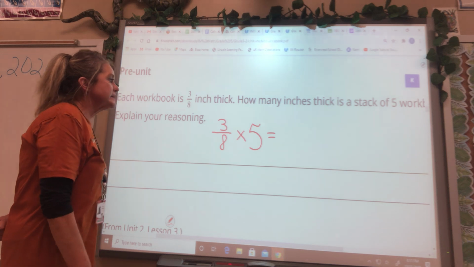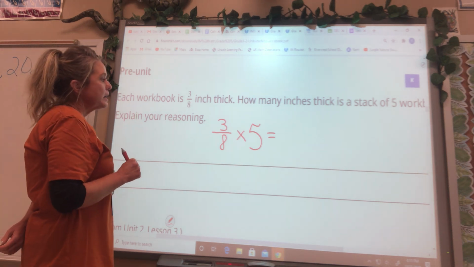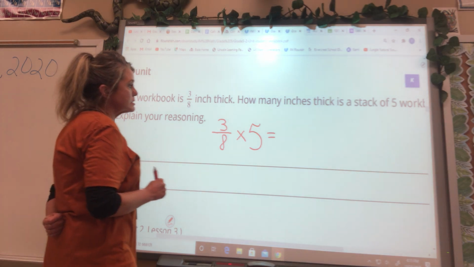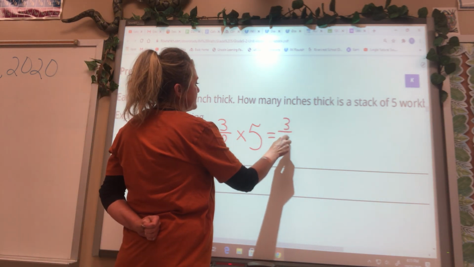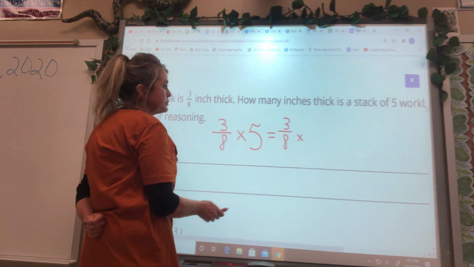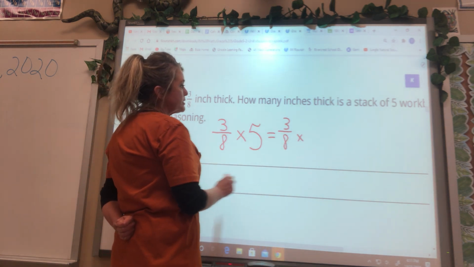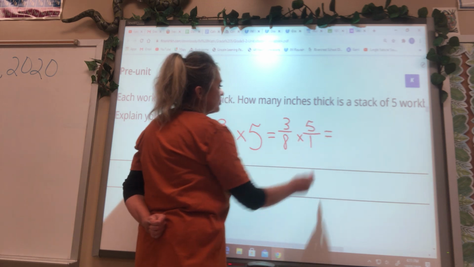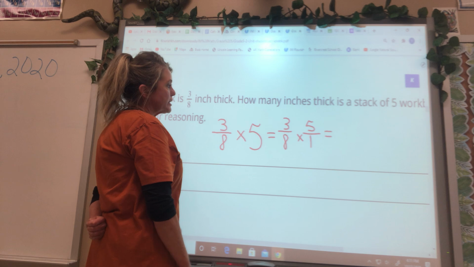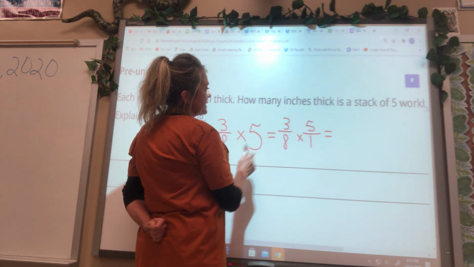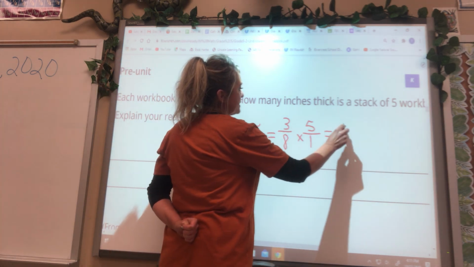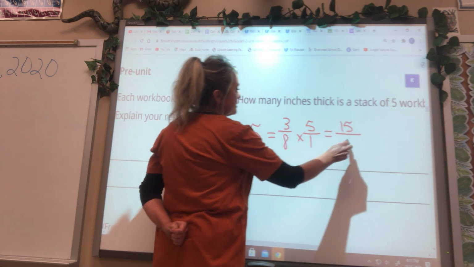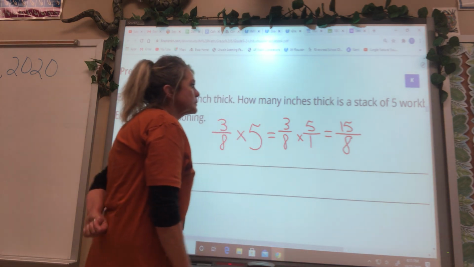And we just said that it's easier to multiply a whole number and a fraction if we look at that whole number as a fraction also. So we would have 3/8 times, turning our whole number into a fraction, we just place that number over a 1, and then we multiply straight across. Numerator times numerator. 3 times 5 is 15. 8 times 1 is 8.